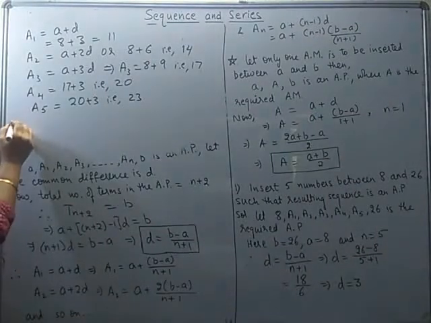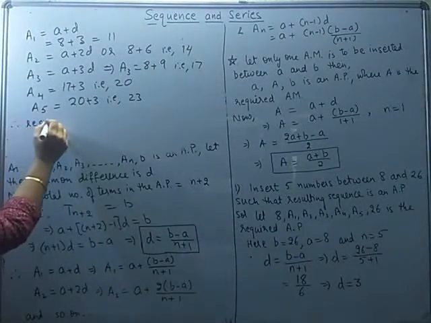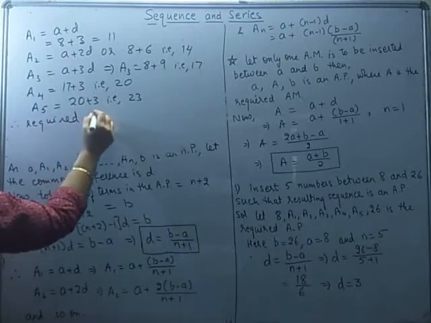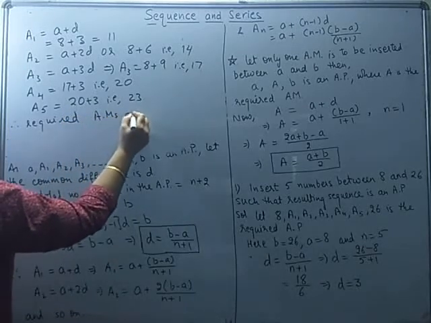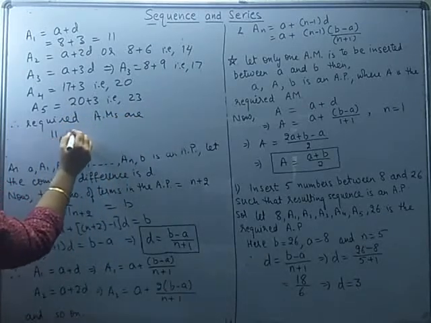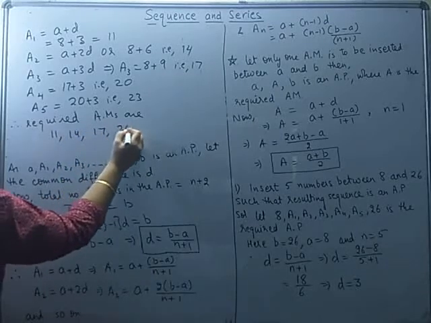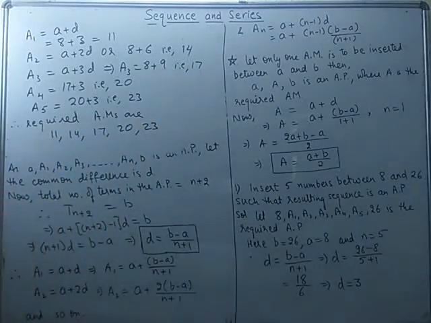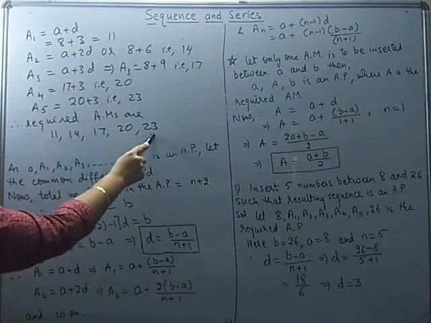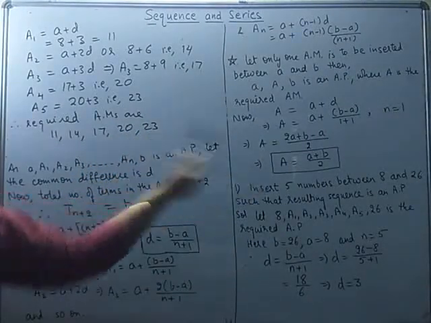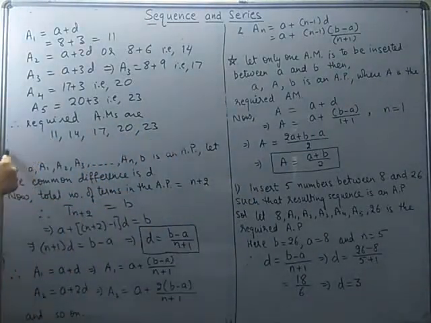So what are the required numbers? Therefore, the required arithmetic means are 11, 14, 17, 20 and 23. You can very well see if I add 3 to 23, you will get b, which is 26. From 11 if you subtract 3, you will get the first given number, which is 8.